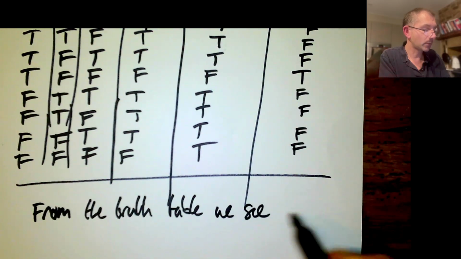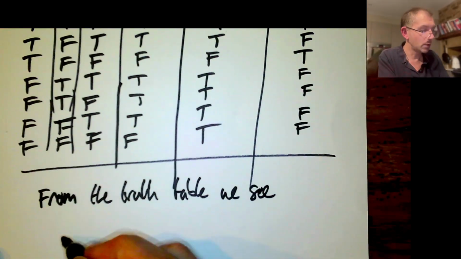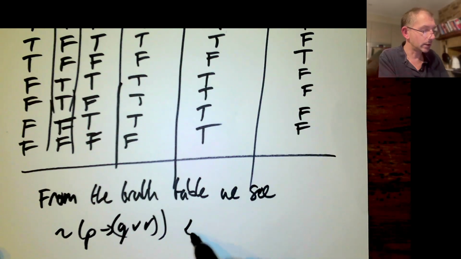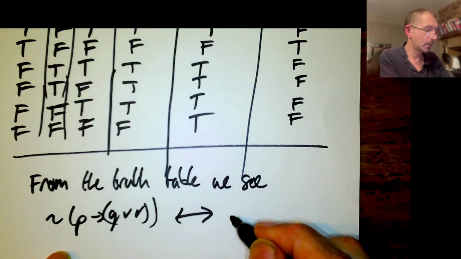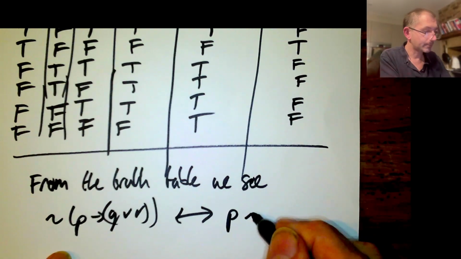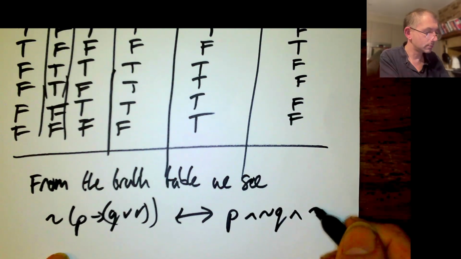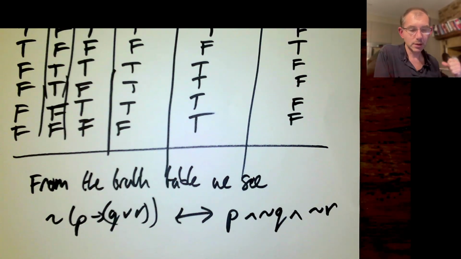we see that this complex statement here, not of P implies Q or R, is actually the same thing. So it's true if and only if P is true and Q is false and R is false. Okay, now I gave this example of, it's not the case that just because it's sunny I'm going to wear a hat or go swimming.